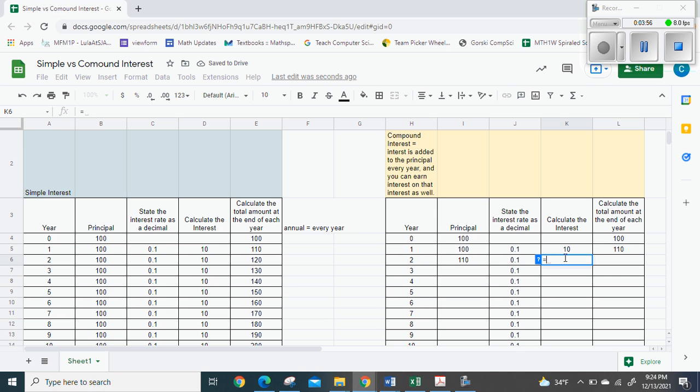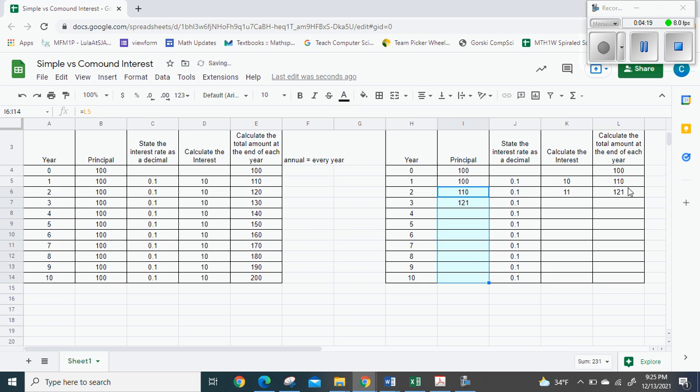So when I go to calculate that interest, of that new principal times my 10%, I've now made $11. So now, whatever I had from the year before, plus my new interest, is now what I've got. So every year, that principal is going to keep getting a little bit bigger and a little bit bigger and a little bit bigger. My interest is going to keep changing because the total amount at the end of every year keeps changing.